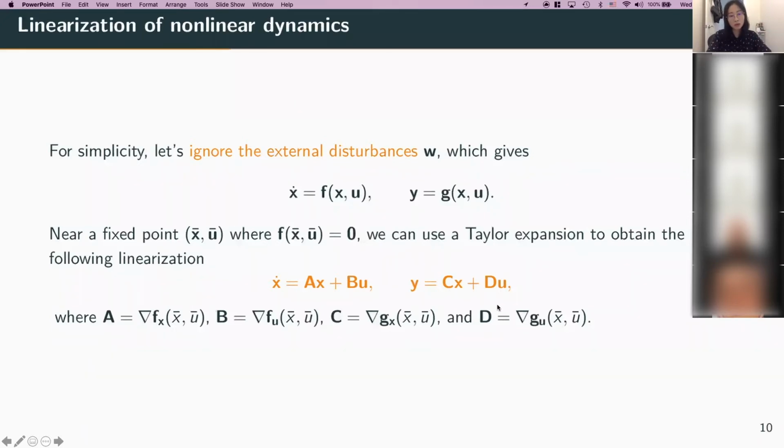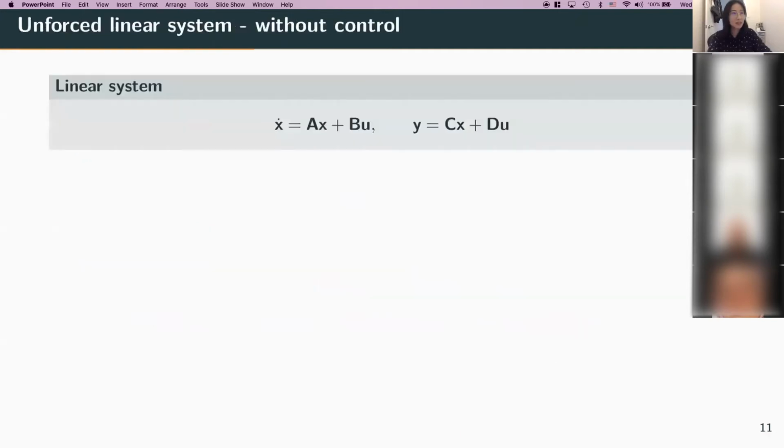And similarly, the linearization also turns y into this linear form, where C and D are just the Jacobian of g with respect to x and u, evaluated at the fixed point. So now this seems to be a bit less complicated, and we'll be able to derive many things from it. So this is the linear system.